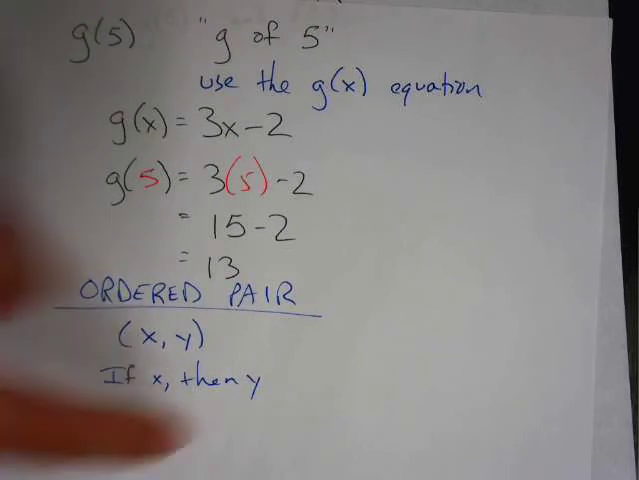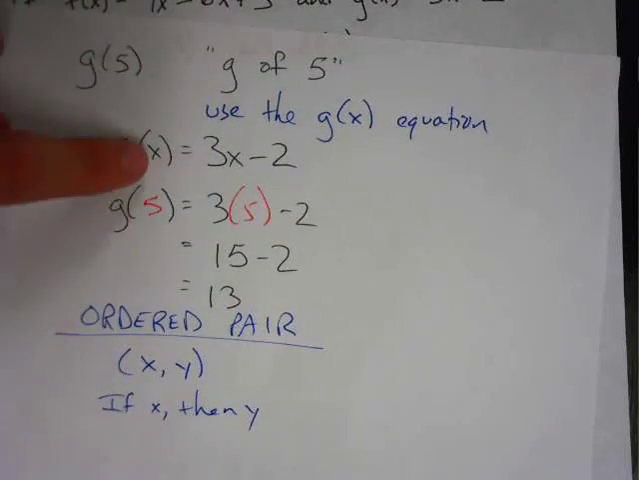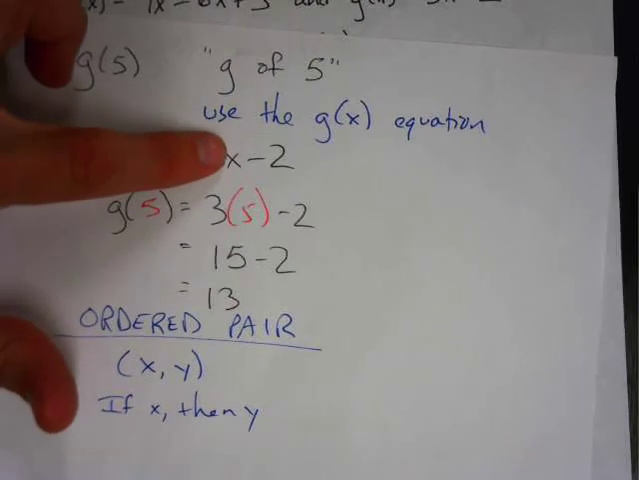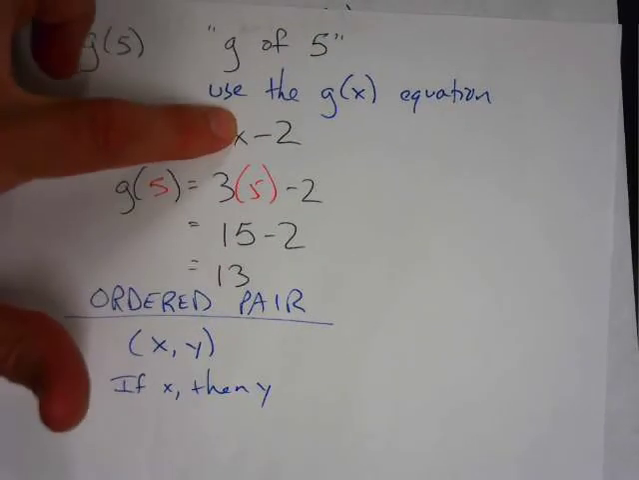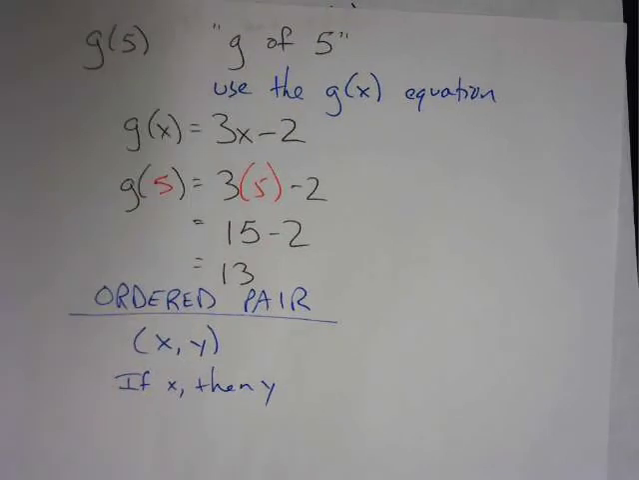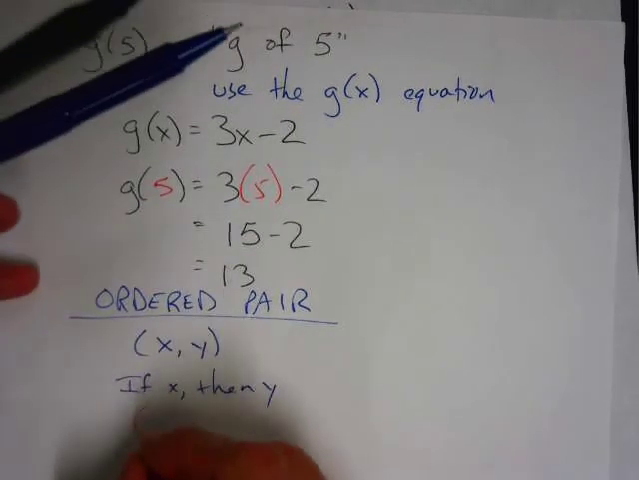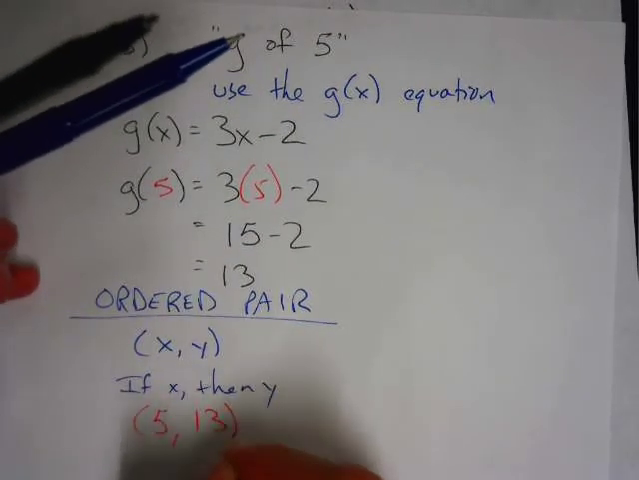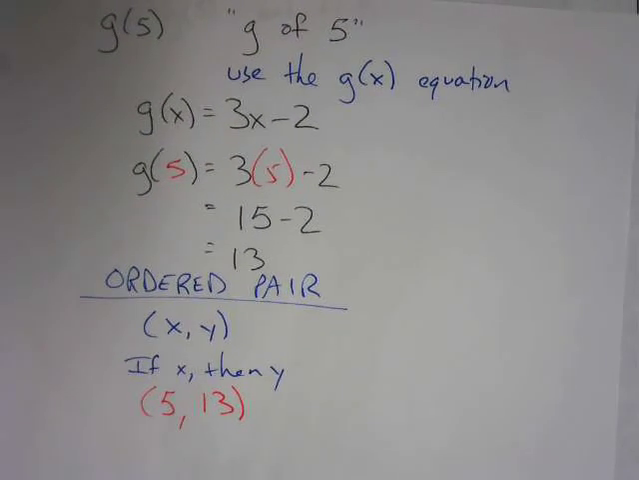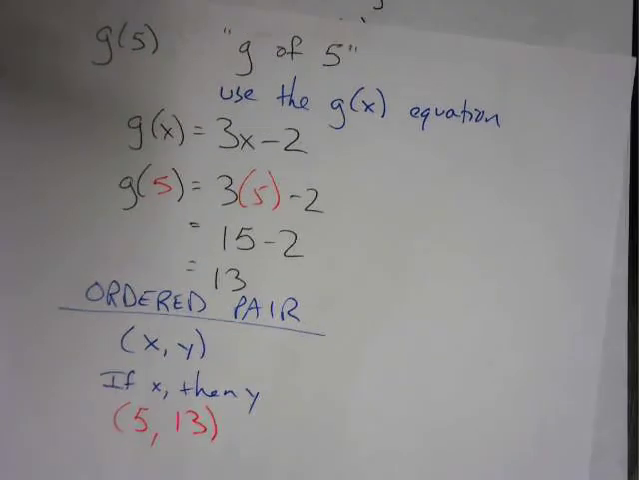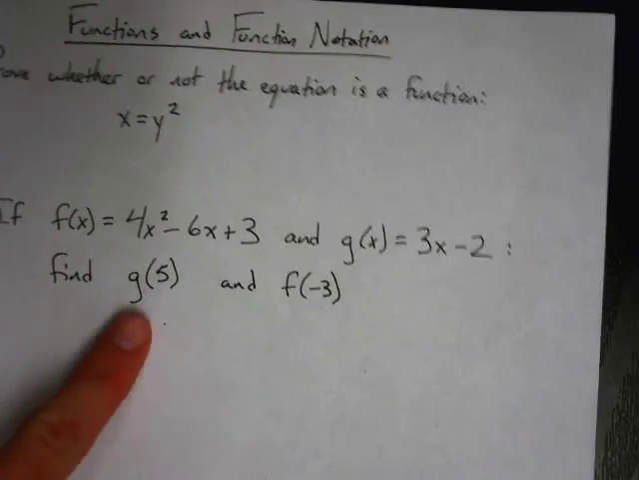Remember, it's if x, then y. It turns out if the x is 5, right, if this x is 5, then what do we get? We get 13. So if x is 5, we get 13. If 5, then 13. Guess what the ordered pair is? 5, 13. That's the ordered pair for that function notation. All right, so it's straightforward. And we do the same thing for the second question. Okay, so that was g of 5.